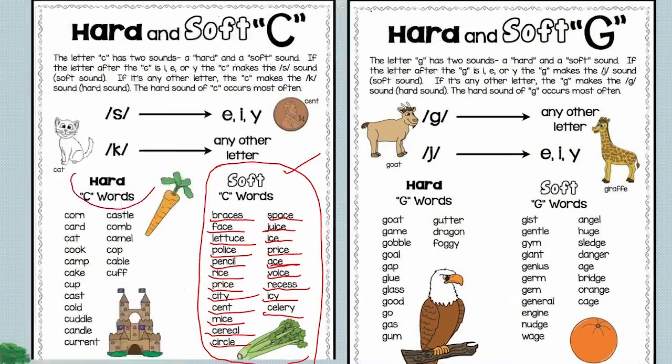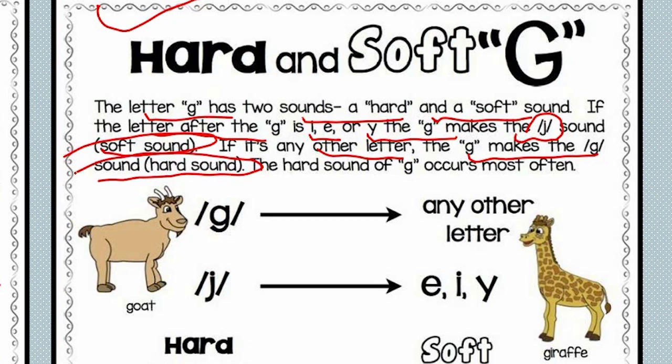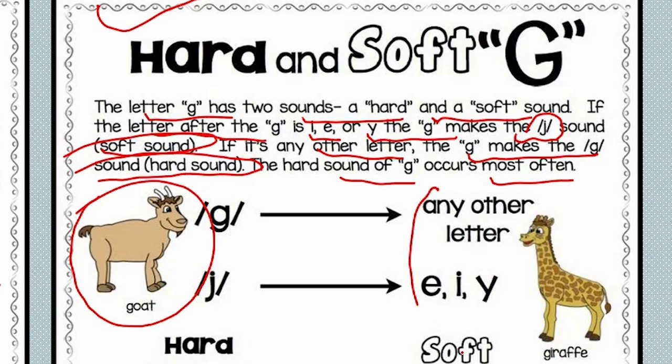Now look at the hard and soft sound of G here. The letter G has two sounds, a hard and a soft sound. If the letter after the G is E, I or Y, the G makes the J sound, the soft sound. If it's any other letter, the G makes the G sound, the hard sound. The hard sound of G occurs most often. Look at the example here. Got is with the hard sound of G. And here, giraffe begins with the sound of J. It is the soft sound of G.